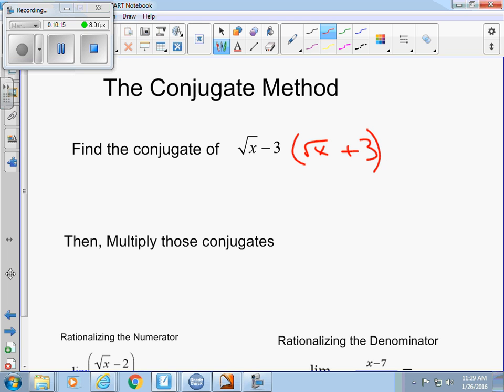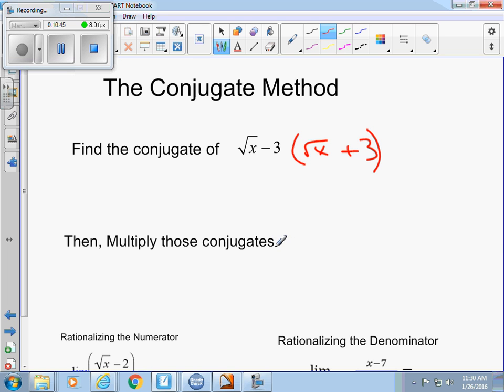The square root of x plus 3 is the conjugate of the square root of x minus 3. You see those pop up often in the quadratic formula. Remember those two answers you get in the quadratic formula. But a conjugate is the same thing except with the opposite sign. Why are they important? Well, what happens when you multiply them? The square root goes away.